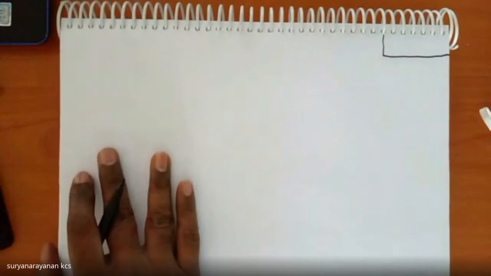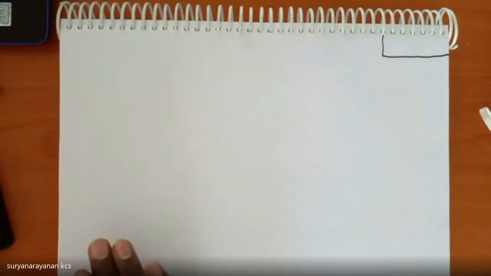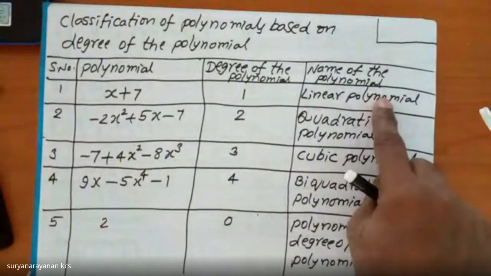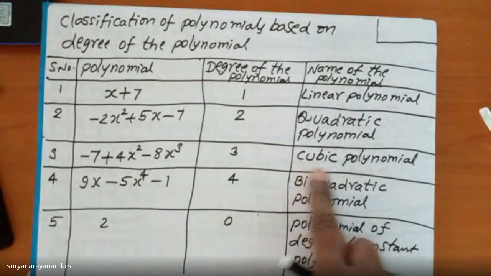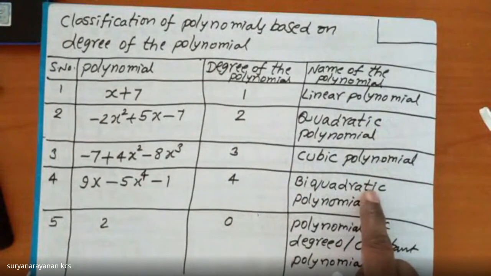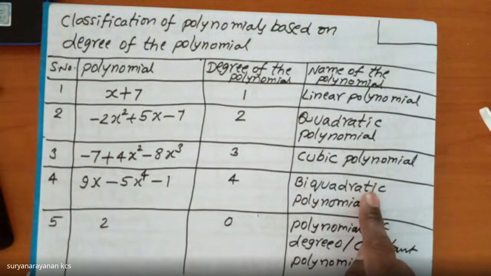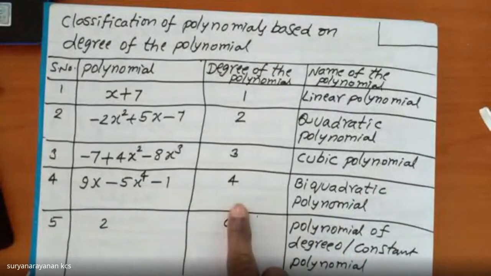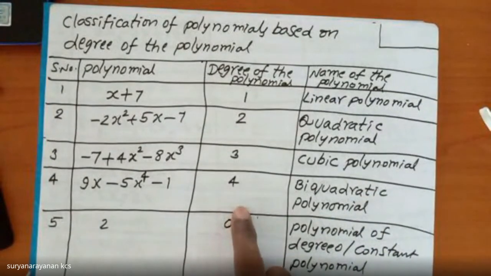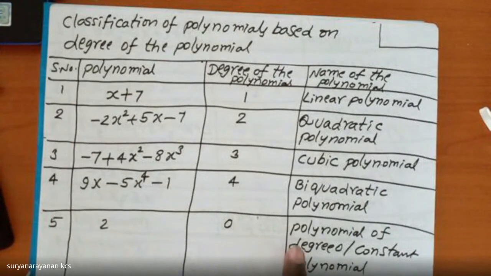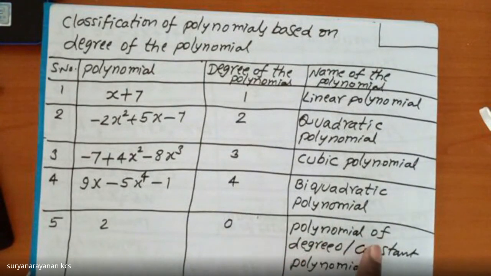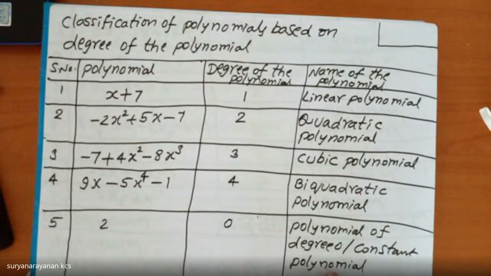Next, I will give you the standard form of polynomials based on degree of a polynomial. Previously, we have discussed linear polynomial. This is a classification: linear polynomial, quadratic polynomial, cubic polynomial, biquadratic polynomial. If the degree of the polynomial is more than 4, in that case, we call the polynomial as polynomial of degree 5, polynomial of degree 6, like this.